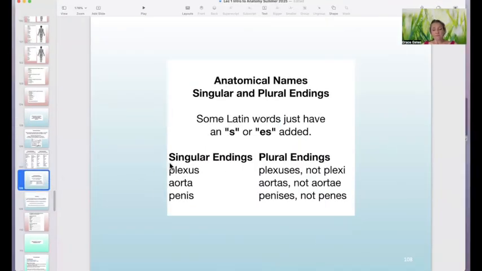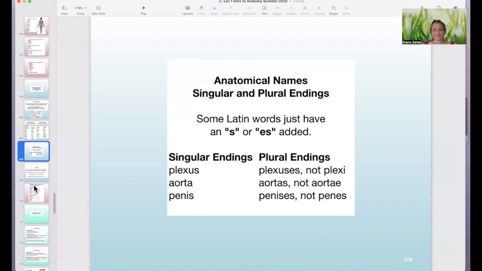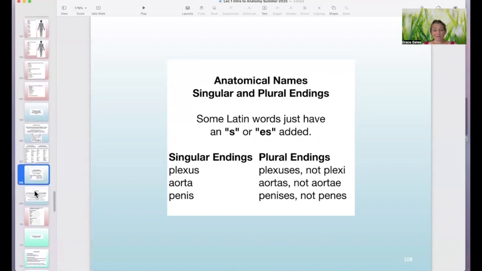Now, sometimes the Latin words just add an S or an ES. So sometimes a word like plexus is just called plexuses, not plexi. And multiple aorta are called aortas, not aorti. This never comes up though. Neither does one penis being a penis and multiple penises being penises. In any case, it's there in case you ever need to use it.